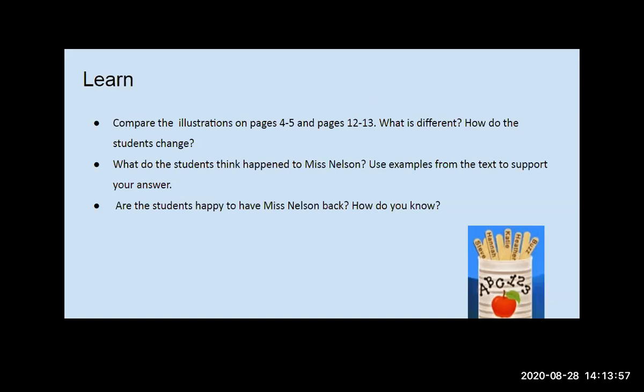Okay, so this is page 4. Look carefully and see what you can notice about the children. What are they doing on this page? What's going on here? Same thing for this one. We see lots of things going on in these 2 pages. Now keep remembering what they're doing here, and then we're going to go look at page 12 and 13.